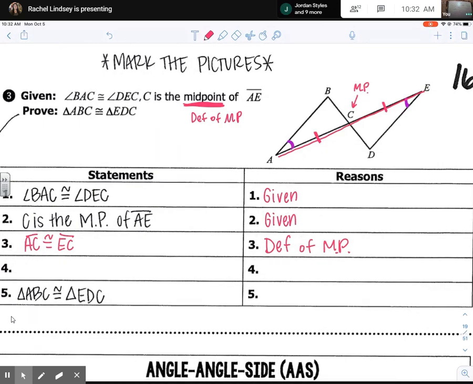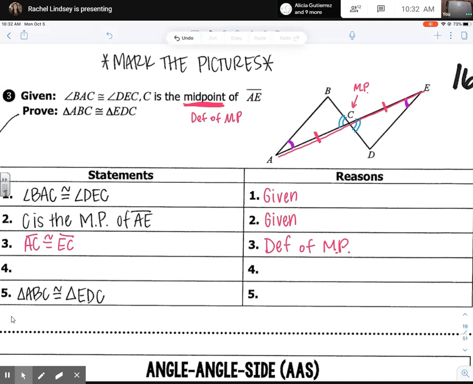And now I need something else. I can't mark another side because no sides are shared. But what kind of angles do I have right there in the middle of that bow tie? Vertical angles, right? So I know I have a pair of vertical angles, so I'm going to go ahead and name those vertical angles. So C is the middle of both of them, right? ACB. So it's going to be my middle letter in both of the three-letter angles.